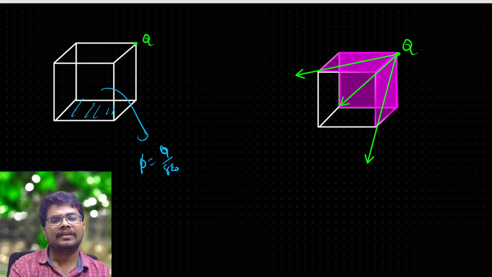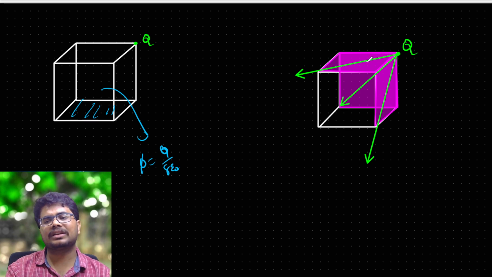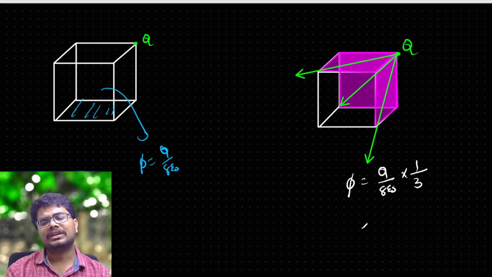Please go and check. Whenever electric field lines are passing along the surface, not through that surface, flux equals how much? 0. So due to the top one, due to the side one, due to the back side one, flux equals 0. Then what remains is the front one and the bottom one only. That's why the q by 8 epsilon naught through the entire cube is not shared by 6 faces. It is shared by 3 faces only. So q by 8 epsilon naught into 1 by 3. So flux through one face equals q by 24 epsilon naught.